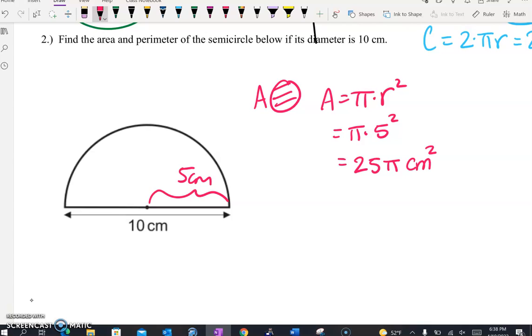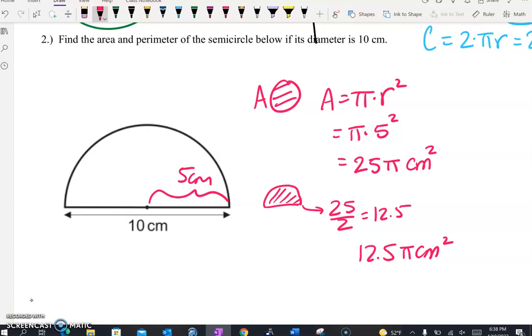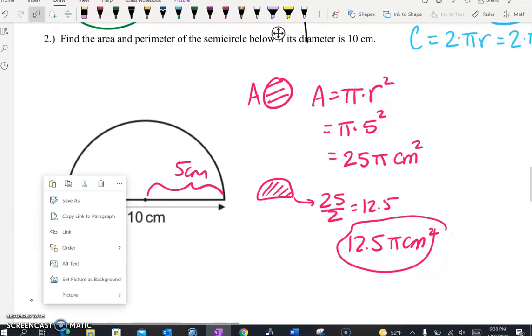Remember, centimeters squared if we have area. Now, if I only want half of that circle, right? A semicircle is half of that. I'm going to do the 25, cut it in half, and get 12.5. So my answer is 12.5 pi centimeters squared. We still have got that pi. I'm just cutting in half the number. So half of 25 pi is 12.5 pi.